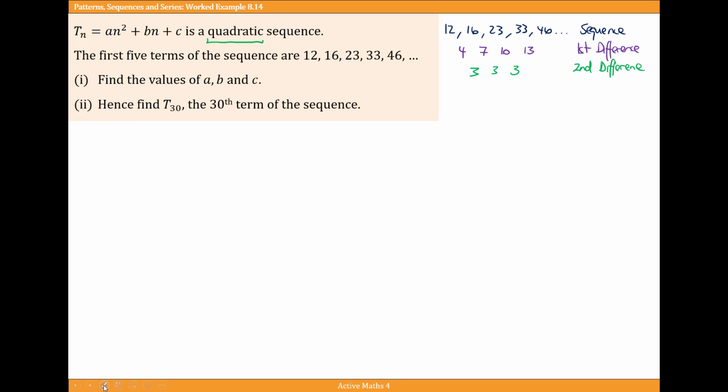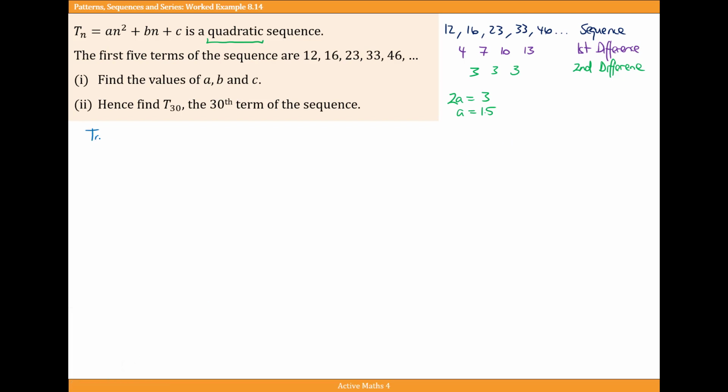Now, how do we use this information to go and find A, B, and C for our general term? Well, the second difference is always equal to 2A. So we're going to write down that 2A is equal to 3. And so A then would be equal to 1.5. So A for our general term formula is always half the second difference.